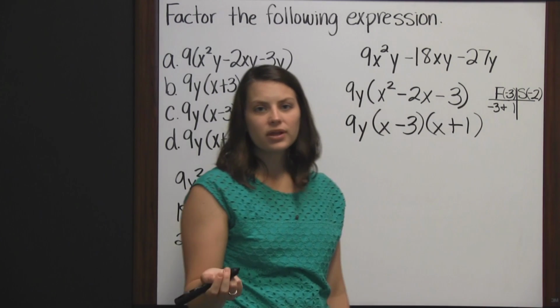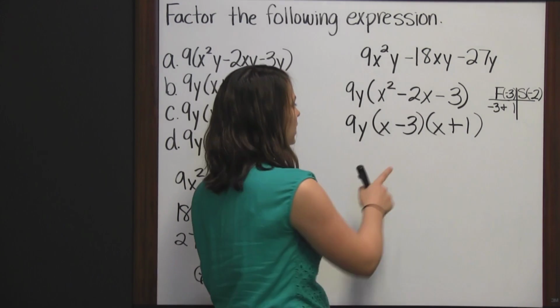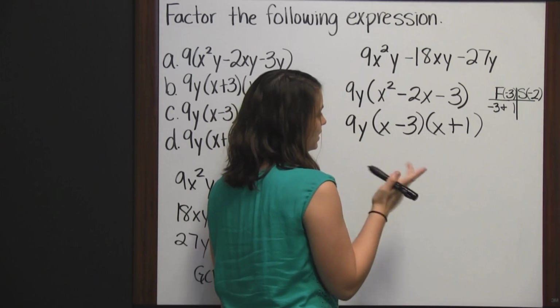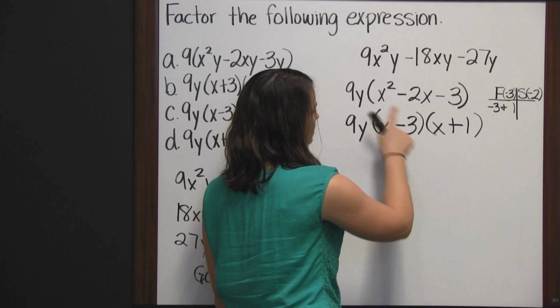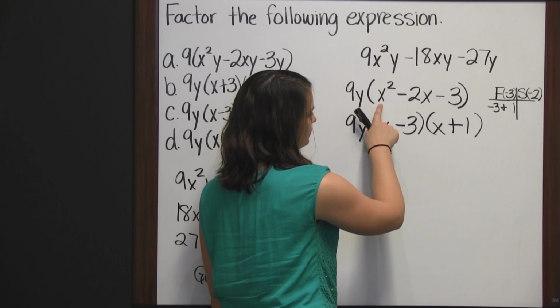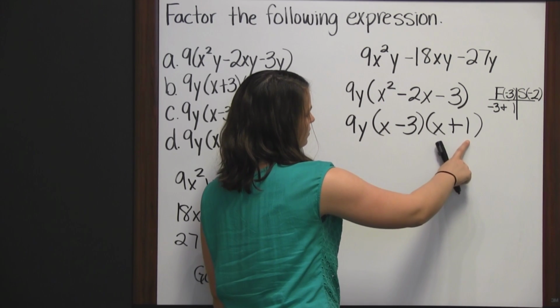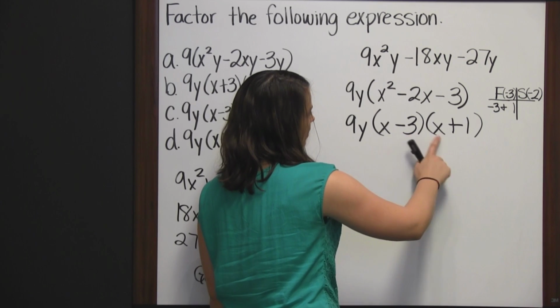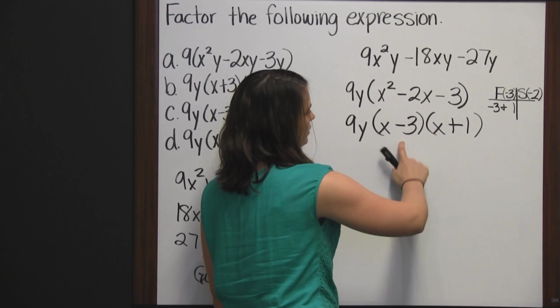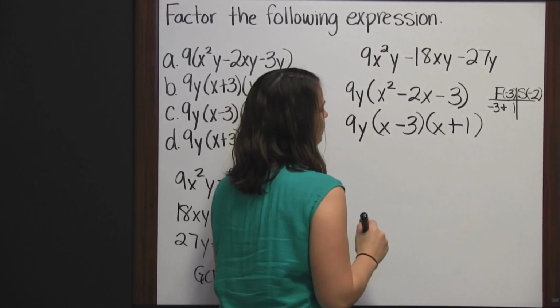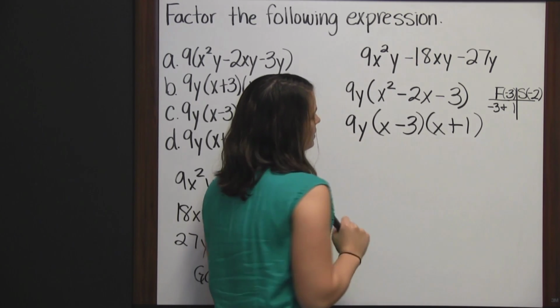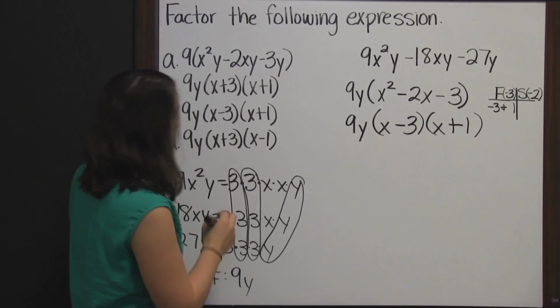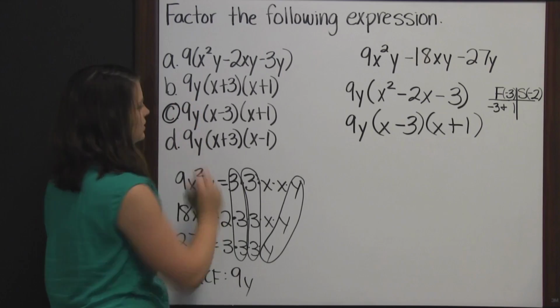And we can always FOIL it out to see if we did, in fact, factor correctly. So x times x would give us our x squared. X times 1 is 1x, minus 3x would be -2x, and then -3 times 1 would be -3. So this is our factored answer, which is answer choice C.